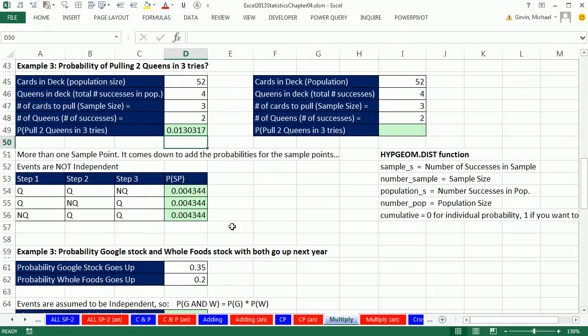Now, this is multiplying conditional probability. Next chapter, chapter 5, we'll talk about discrete distributions, and hypergeometric distribution is one of them. So there's a hypergeometric distribution function, which will calculate this given these inputs. And this distribution and this function are perfect because this distribution assumes that the events are not independent. And the probability changes each time.